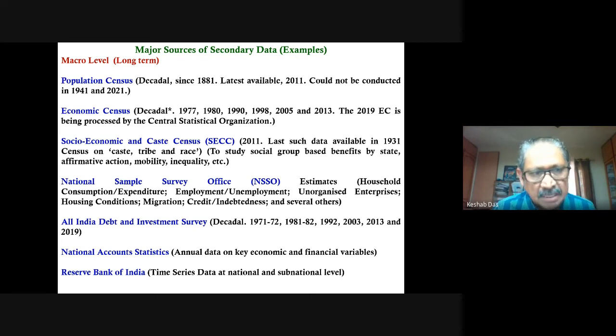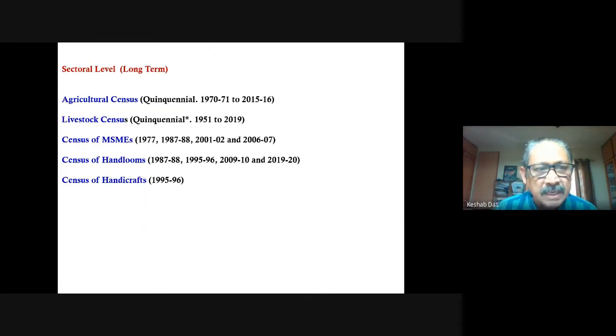And there are several such, like the All India Debt and Investment Survey, for instance, and the National Account Statistics. And one of the best sources of many of these data, particularly relating to finance, economic performance, and employment data, a variety of information on a long-term basis, is the Reserve Bank of India's website. So please do refer to that. And of course, I did not mention the National Family Health Survey, for instance, whose fifth round is almost out. So all these are very important.